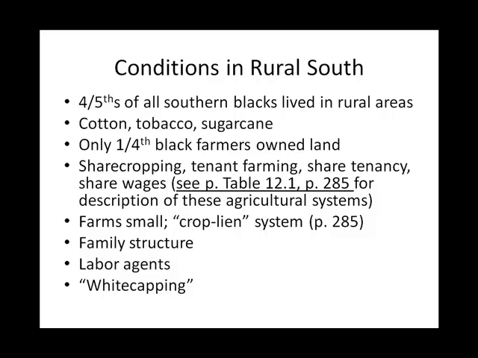The acreage black families farmed was small, and lien holders, and we're referring to the crop lien system, you can find more information about this on page 285, often required the farmer to put most of his fields into a cash crop. Families had to purchase food rather than grow their own. Diets were sparse, monotonous, and dull.